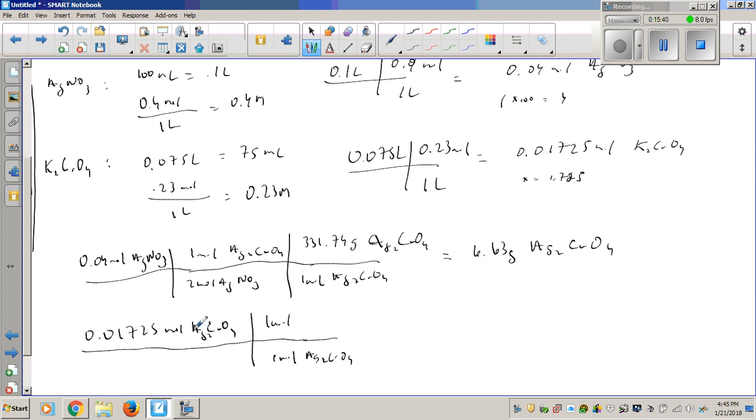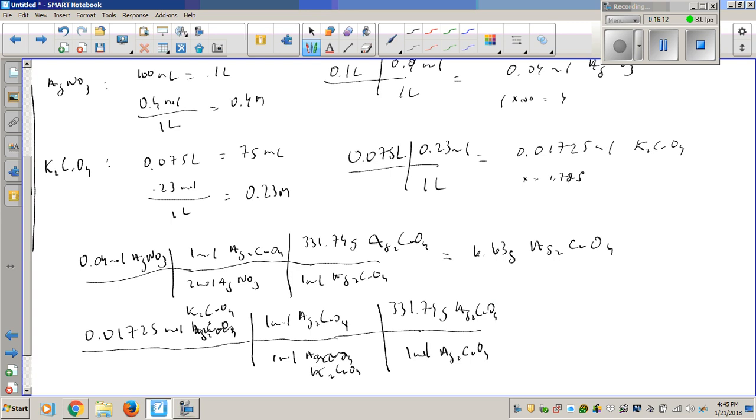Oh, I said that wrong. K2CrO4. K2CrO4 is equal to 1 mole of the Ag2CrO4. And then 1 mole of Ag2CrO4 is equal to 331.74 grams. And so when you do this calculation, you get 5.71 grams of Ag2CrO4. And like I said earlier, this was the limiting reactant.